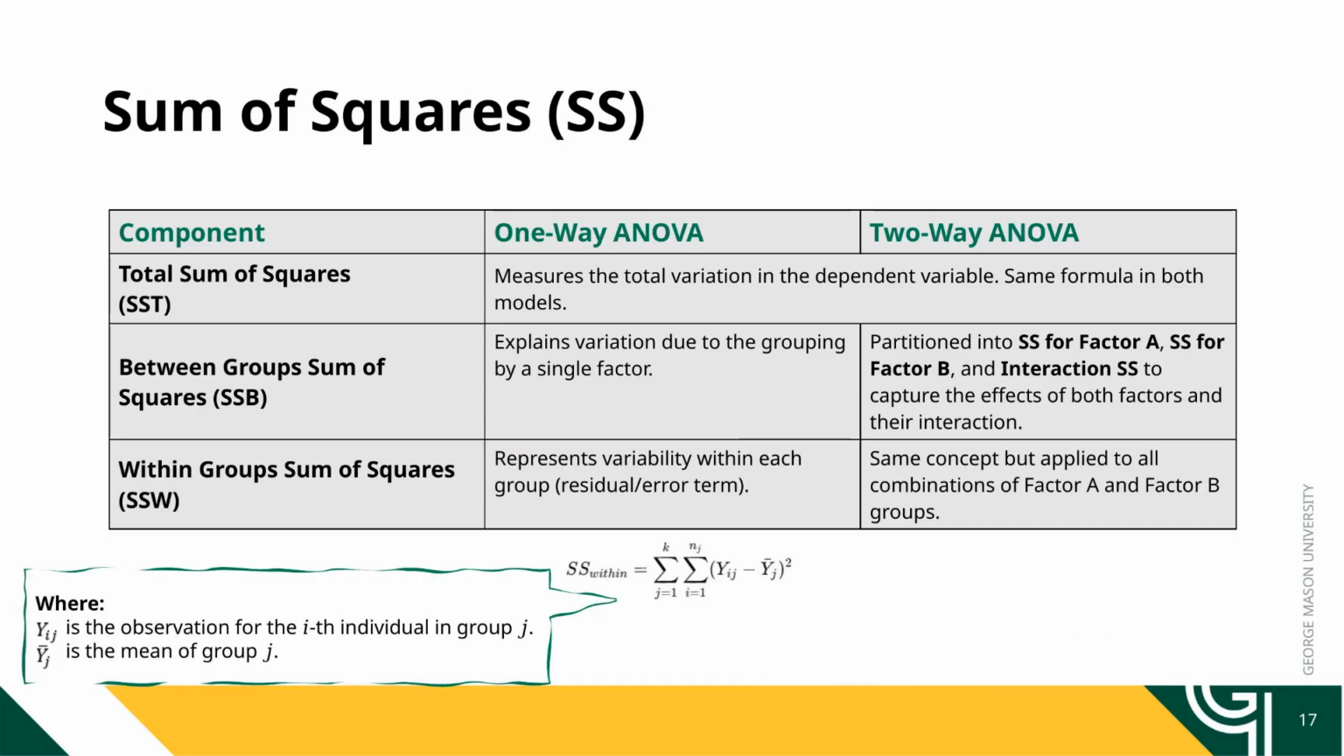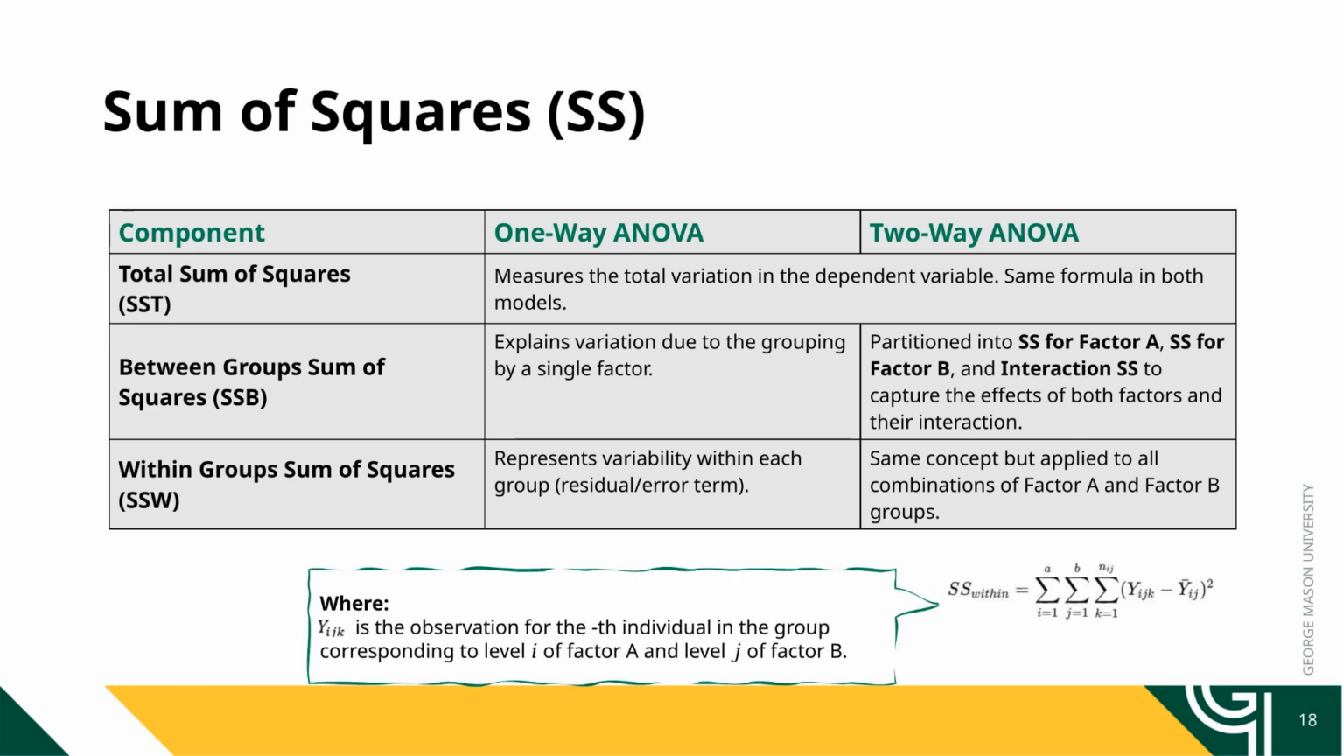In one-way ANOVA, the within groups SS indicates the unexplained variation within each group, often seen as random error or individual differences. It is also known as the error or residual sum of squares. The within groups SS in two-way ANOVA quantifies the residual variation within each subgroup defined by the combinations of factor levels. It captures the variability not explained by factor A, factor B, or their interaction.